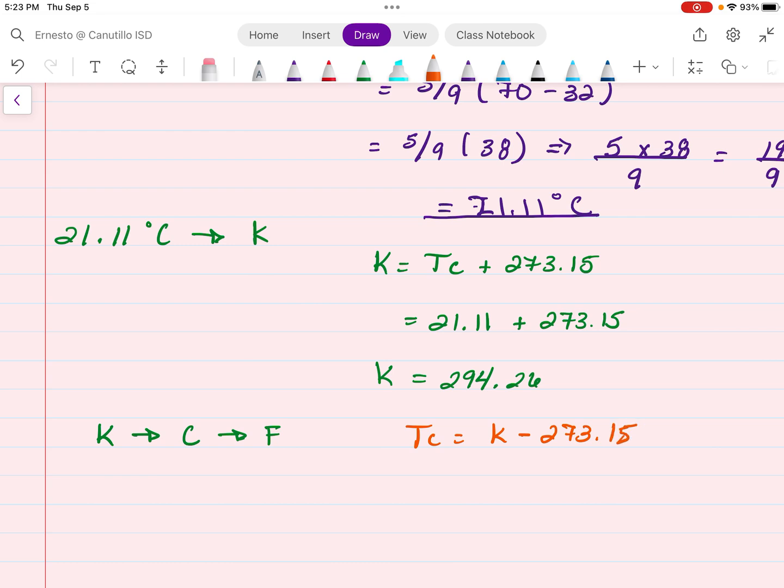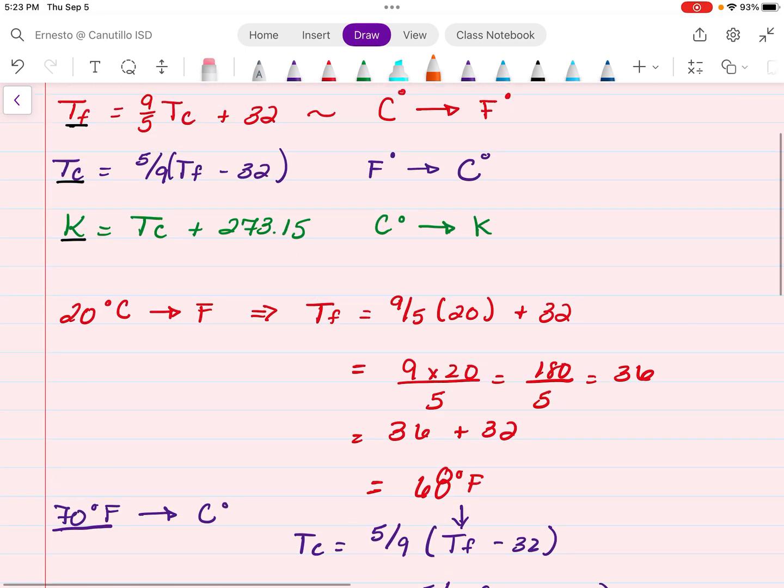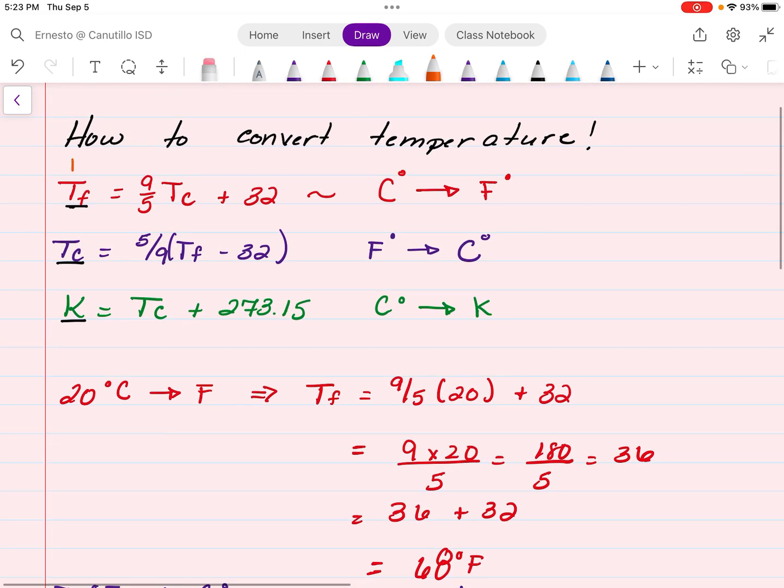So when you're converting temperatures, figure out what temperature you're in and what temperature you want to go to. The only time you really have to make a jump is when you want to go from Fahrenheit to Kelvin. You would have to do two conversions in that situation, but everything else is pretty straightforward.